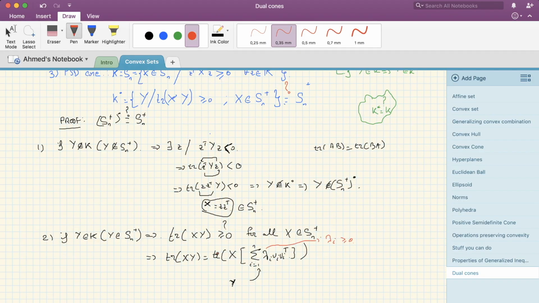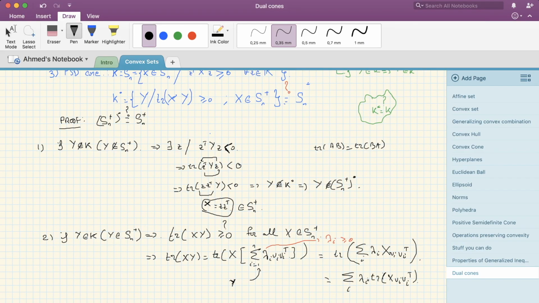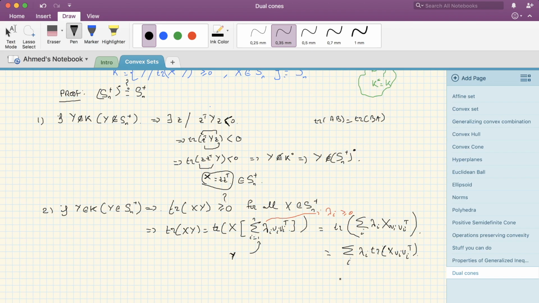Now, continuing this, we could insert x inside the summation, right? And even more, since trace is linear, we could introduce it inside. Now, using again the circular property of the trace, I could move my vi here, and now since this is a scalar, I could omit my trace, right?